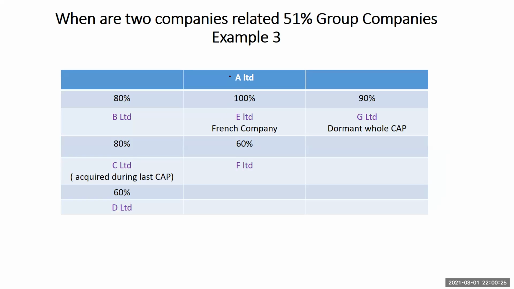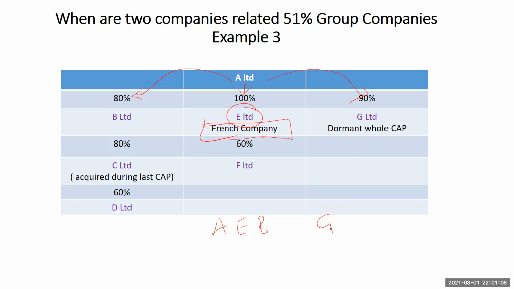So A Limited owns 80% of B and owns 90% of G, right? So these are direct. And it also owns 100% of E. Now, easily, we can see that E is a foreign company, but it doesn't matter. Once we own more than 51%, we need to include it, regardless of whether it is resident or not. So easily, we can see that A, E, and B are included.